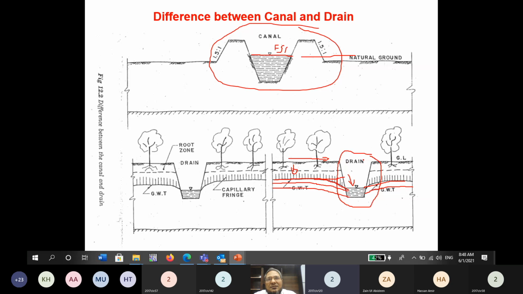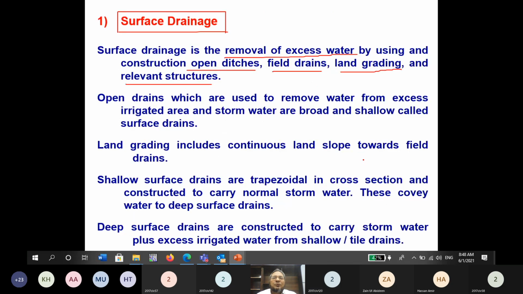Waterlogging नहीं होती. Yes, तो वही जो लैंड है, वो पहले जो वाटरलॉग थी, अब वाटरलॉग नहीं रहेगी. So what are the surface drains? These are basically open ditches, field drains और land grading provide की हुई है. और कुछ और structures हैं, वो हम discuss करेंगे कौन सी हैं.